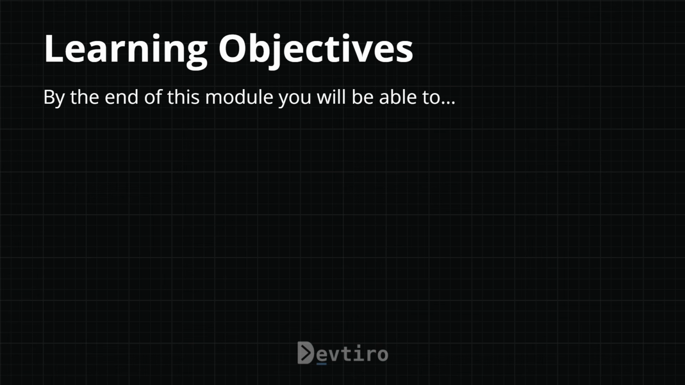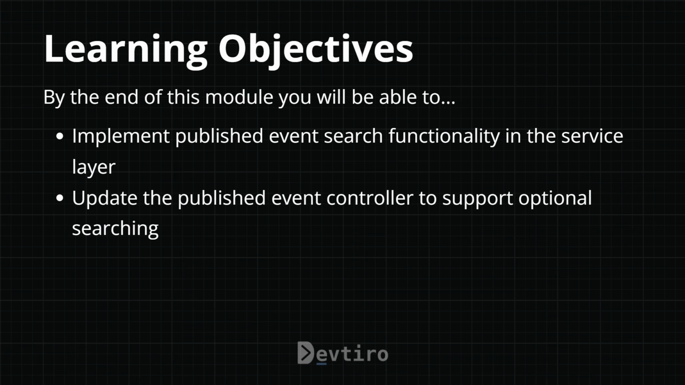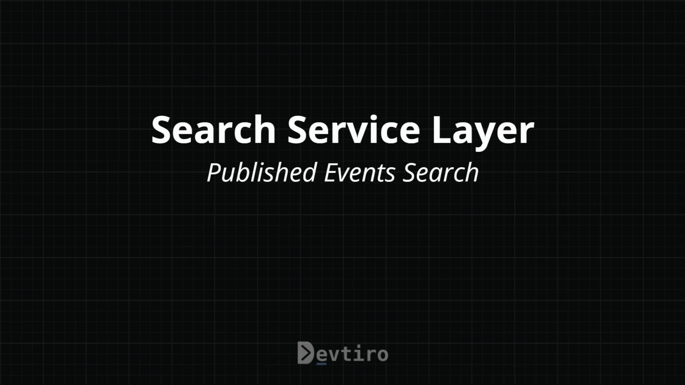So for the learning objectives, by the end of this module, you'll be able to implement the published event search functionality in the service layer, update the published event controller to support optional searching, and test the search published event functionality by using the user interface. So with this covered, let's get started. In this lesson, we'll implement the published event search functionality in the service layer.